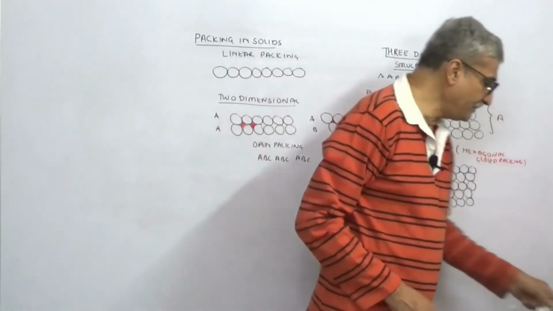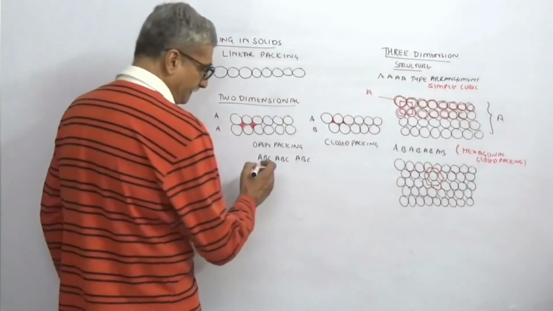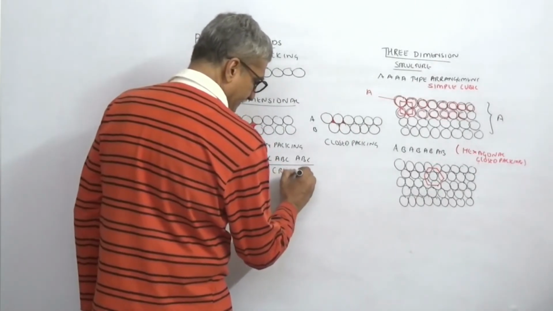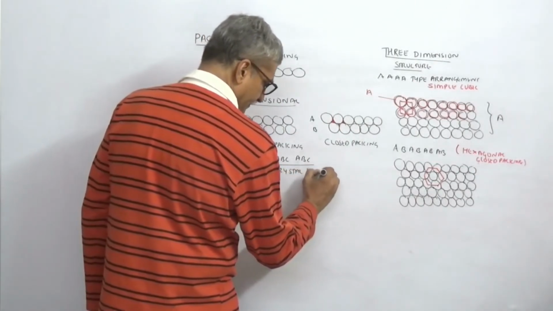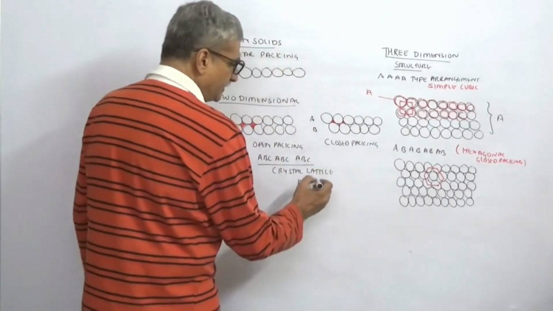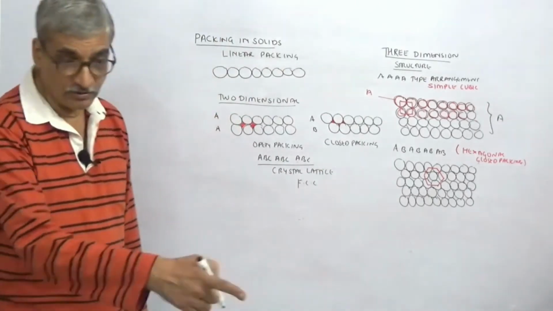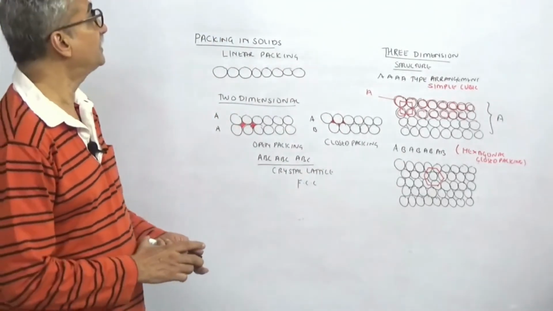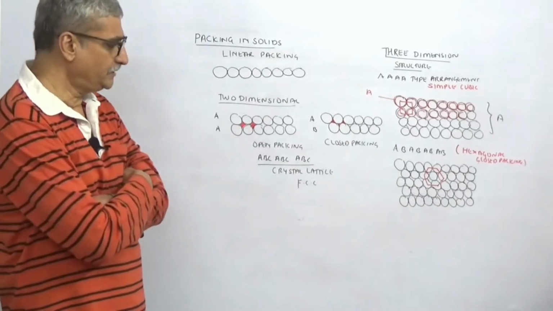So ABC में क्या रहेगा? I'll write down directly. The crystal lattice will be FCC, face centered cubic lattice. ये तुमको मॉडल में दिखाना बहुत इजी हो जाता है, but otherwise it becomes difficult. Is this point clear?